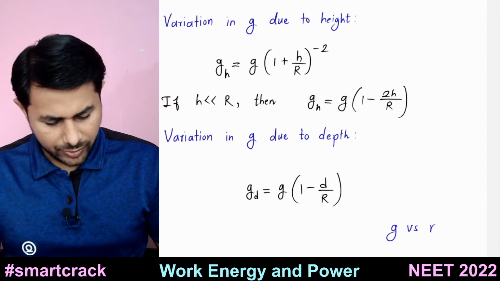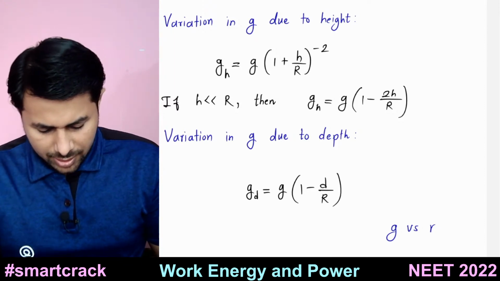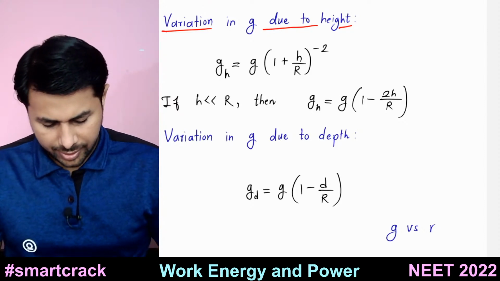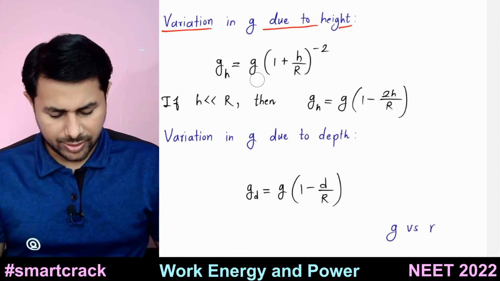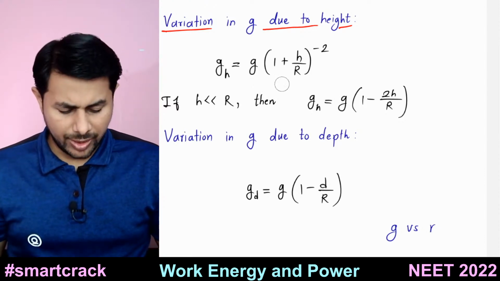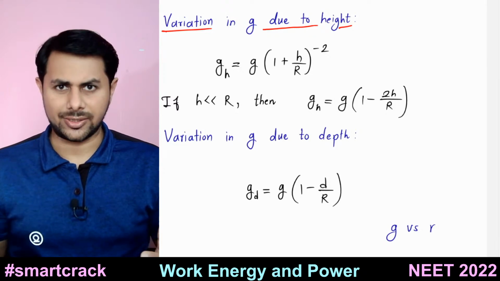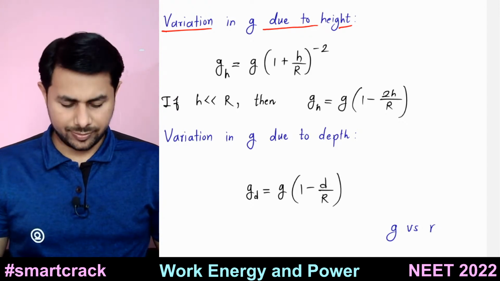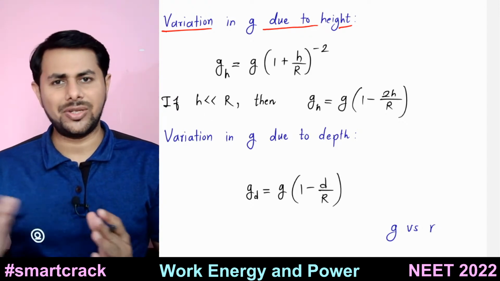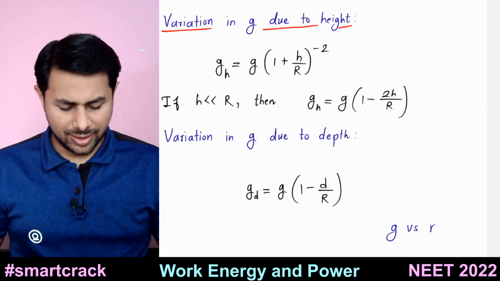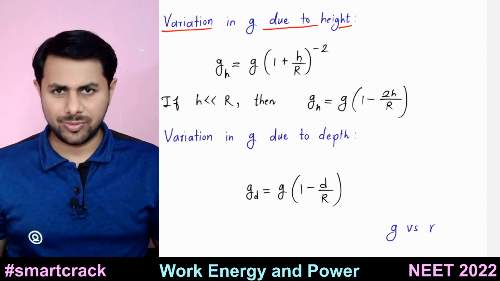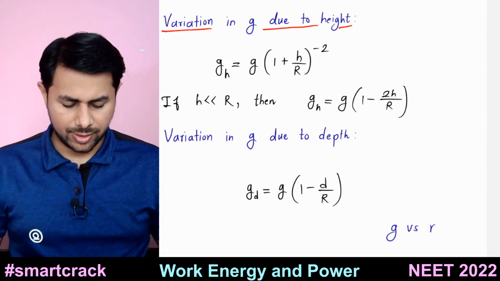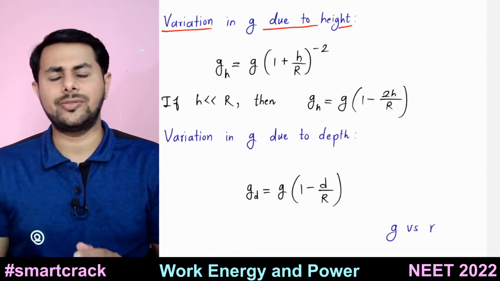So what's that relation? Variation in g due to the height is given by this formula: g_h equals g multiplied by 1 plus h upon R raised to minus 2. If h is very small compared to R, then you do binomial expansion of this and you derive this relation. So this is valid when h is very small compared to R.